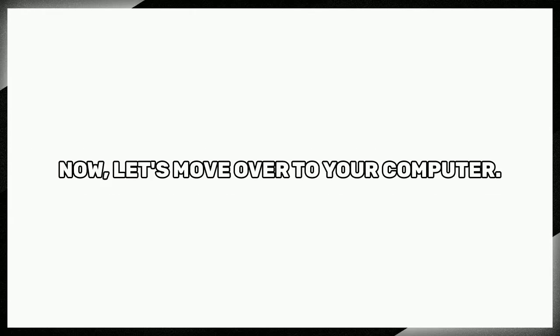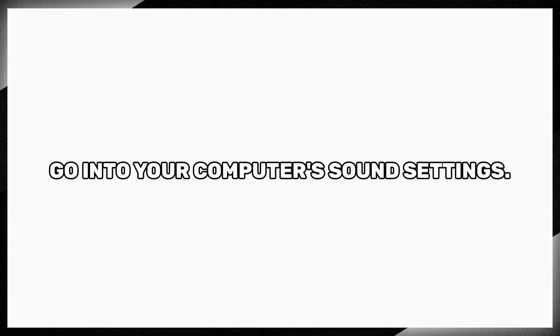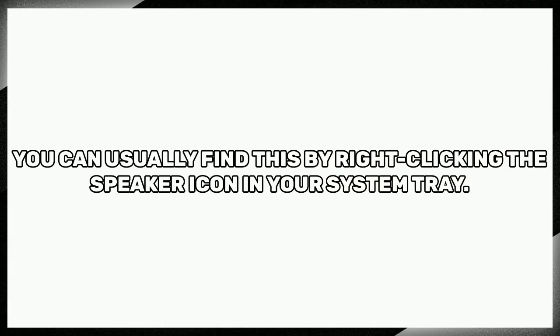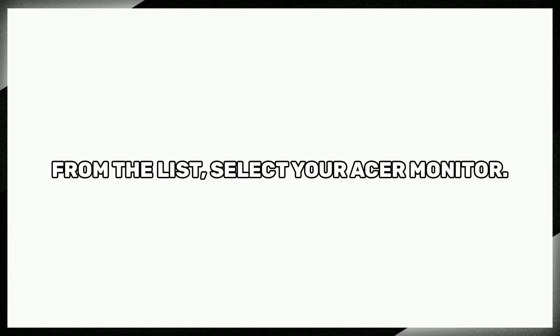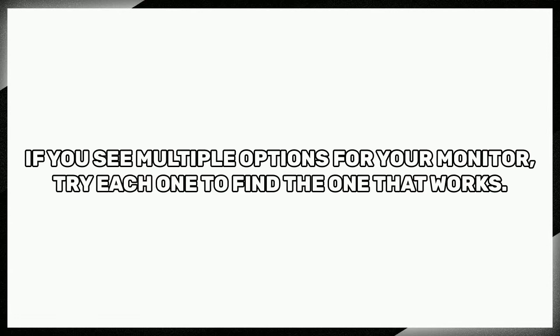Now let's move over to your computer. Go into your computer's sound settings. You can usually find this by right-clicking the speaker icon in your system tray. In the sound settings, look for default audio output device. From the list, select your Acer monitor. If you see multiple options for your monitor, try each one to find the one that works.